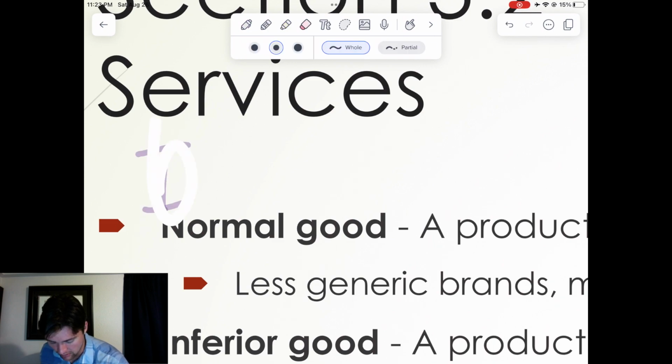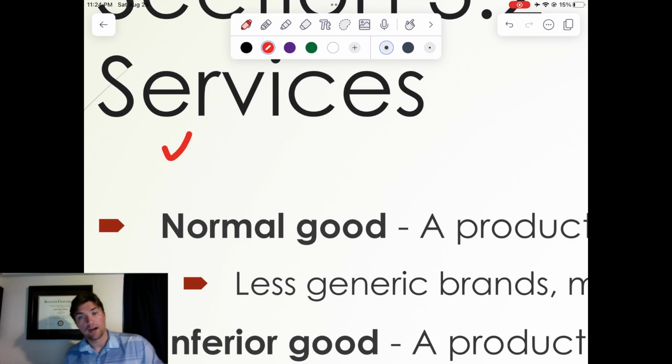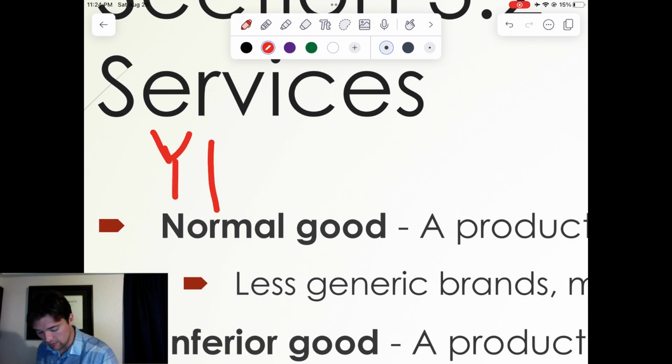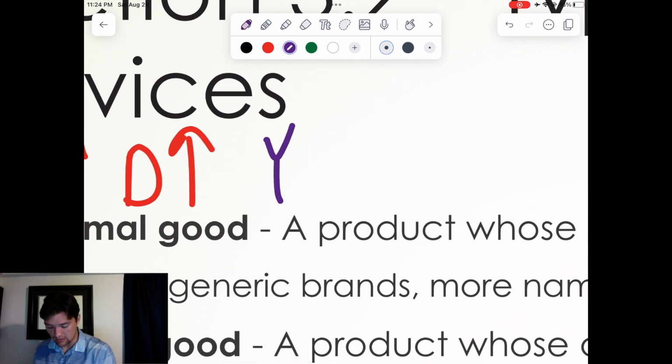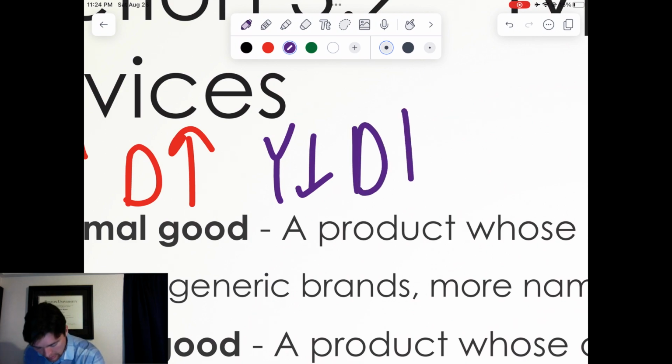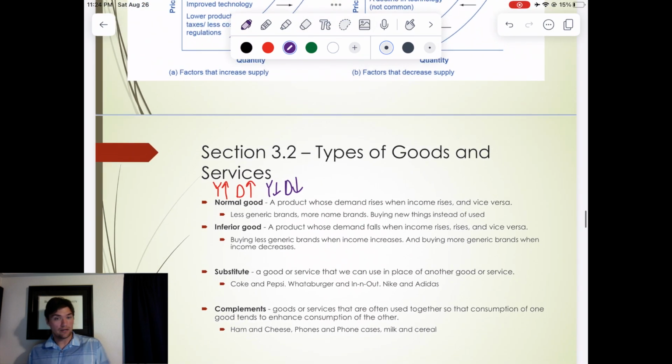So with the normal good, if your income, in economics we use Y. If you're asking me why, I do not know, but Y means income. So if your income goes up, what happens to your demand? Well, normally it goes up. And then what if my income goes down? Well, if I have less money, I can't buy as much stuff, my demand goes down. Normally.